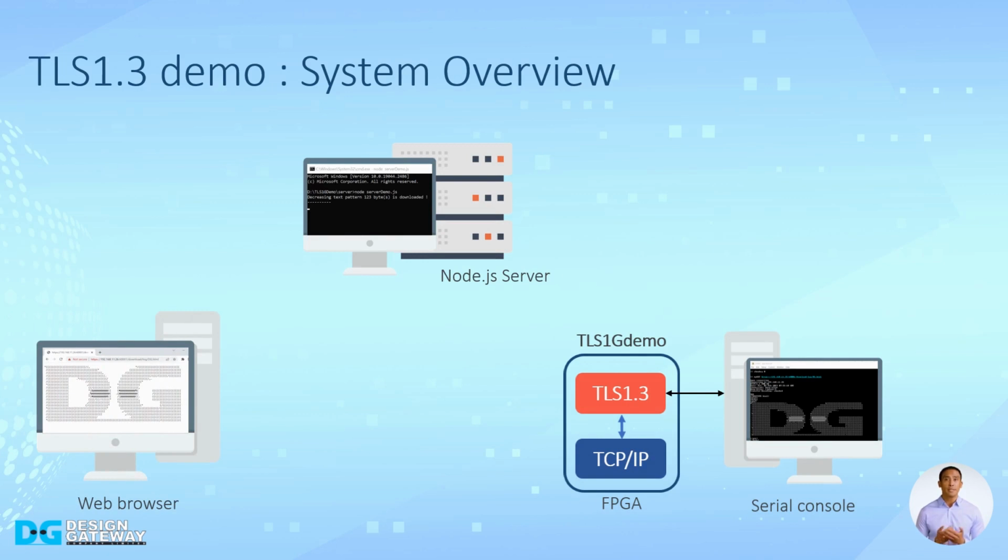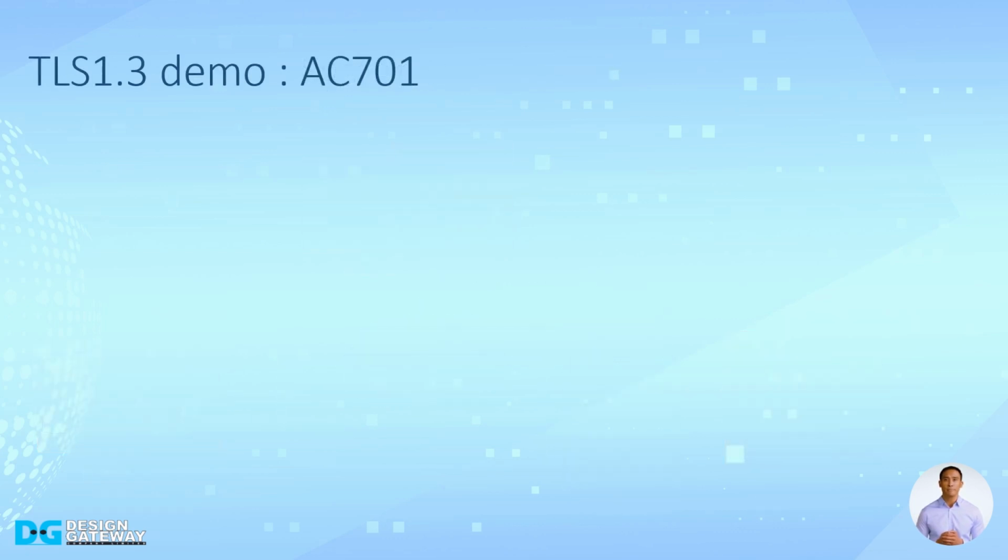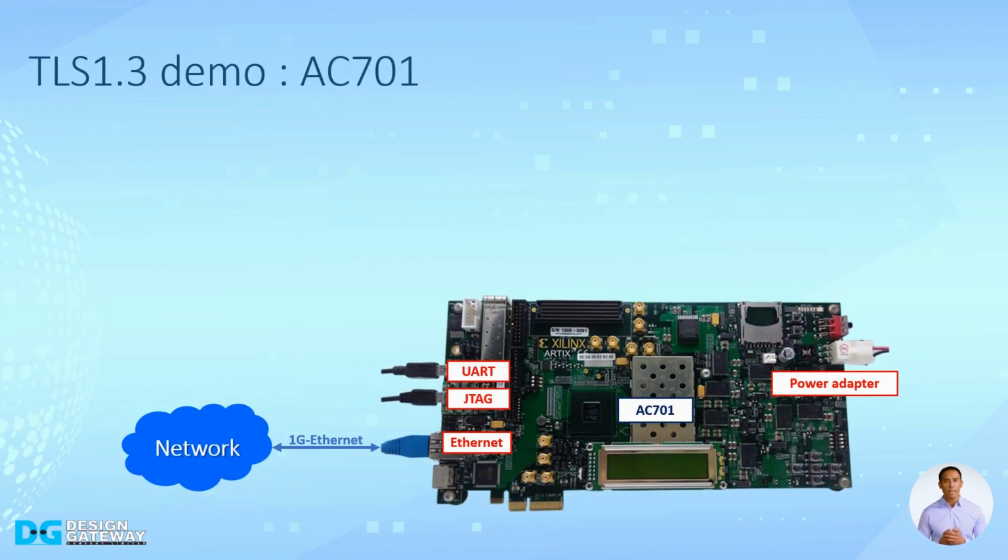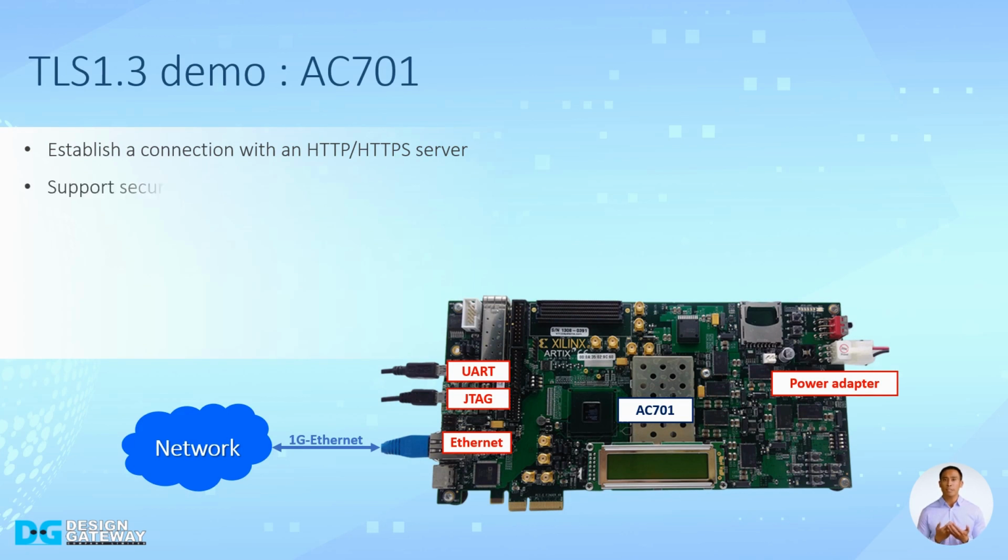The demo system consists of a server, web browser, and TLS1G demo, all connected together through a network. The TLS 1.3 demo is implemented on the AC701 board. It is designed to create a connection with an HTTP/HTTPS server. For a secure connection, TLS 1.3 is implemented over TCP/IP.